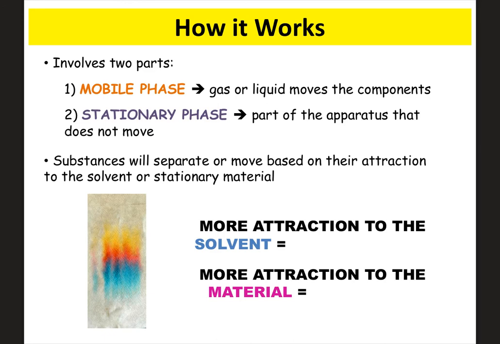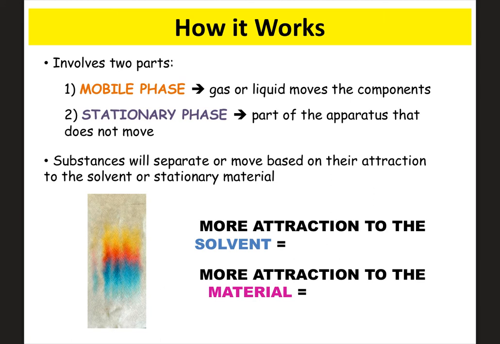So how does chromatography actually work? Well, there are two phases involved with chromatography. The mobile phase is the part of the chromatography that usually involves a liquid moving. There's some form of solvent that will move through the apparatus or move through the paper.